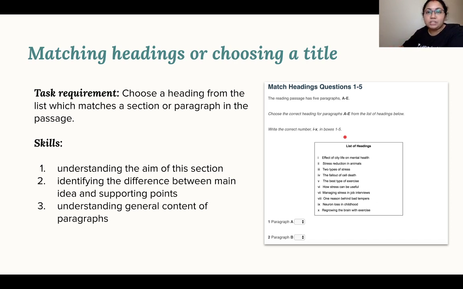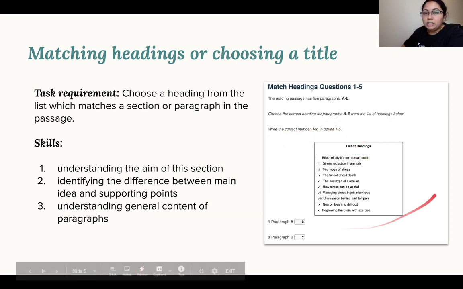That's why I always tell you to read the instructions carefully, because that will lead you to understand what to write, and what the question is all about, even if you have no clue about it. So choose the correct heading for paragraphs A to E. Write the correct number, 1 to 9.